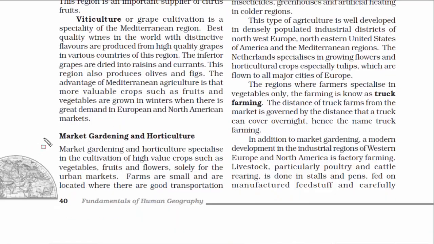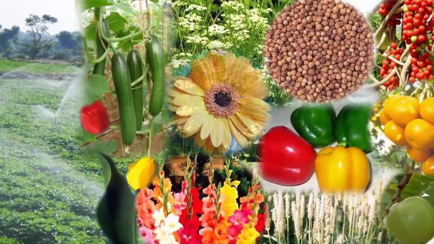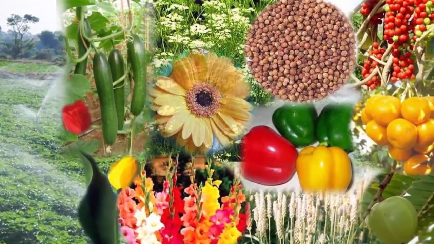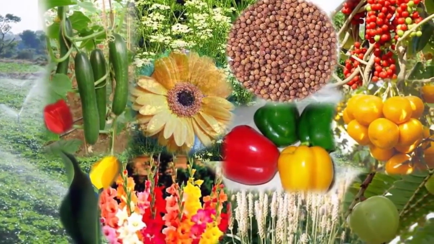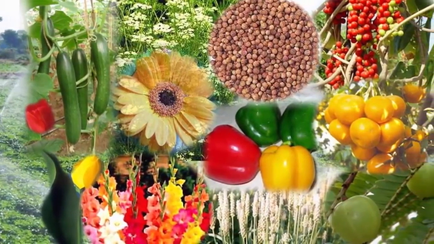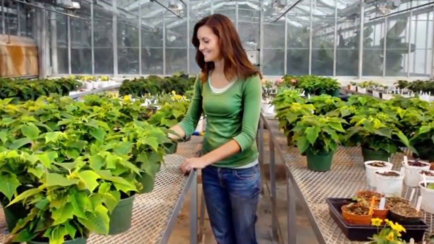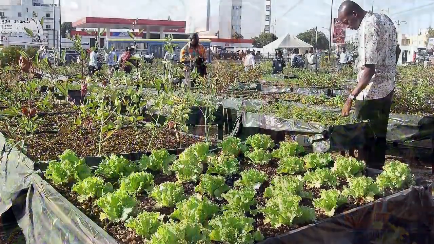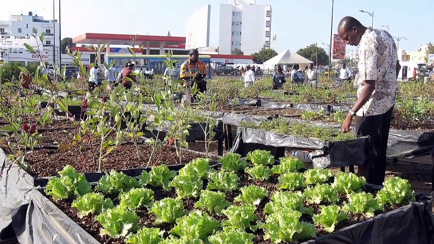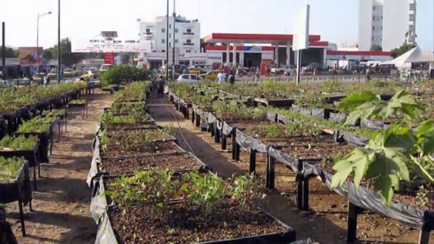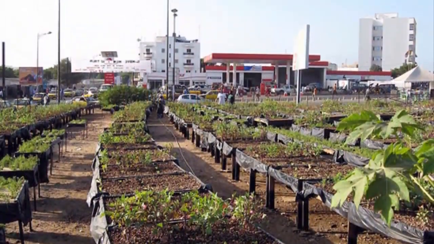We move on to the next topic, market gardening and horticulture. Horticulture is referred to as the art, science, or business of growing plants. And when we say plants, we are talking about medicinal plants, fruits, vegetables, nuts, seeds, herbs, sprouts, mushrooms. These plants are not big in size, hence you don't need a large piece of land. They are usually located near urban areas where the standard of living is high. Again, a very highly commercial form of agriculture.